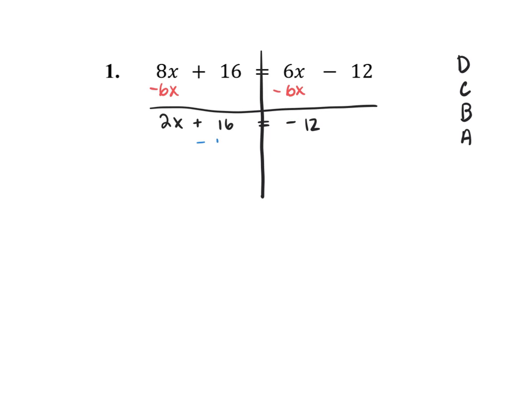Now I've got a two-stepper, so I'm going to reverse PEMDAS it. So I'm going to minus 16, equal sign on the line. On the left, I've got 2x. Here's my next opportunity for error. This says negative 12 minus 16.